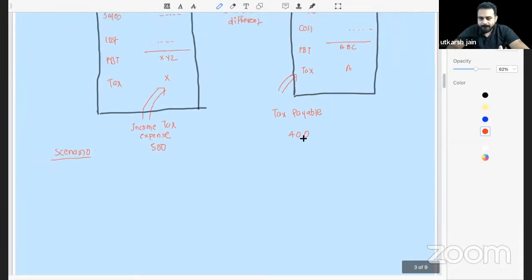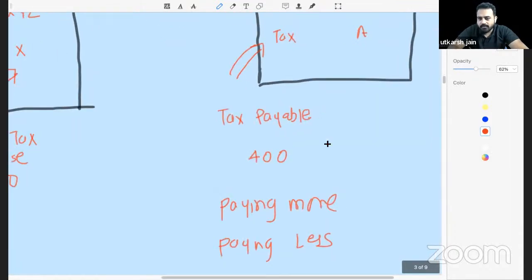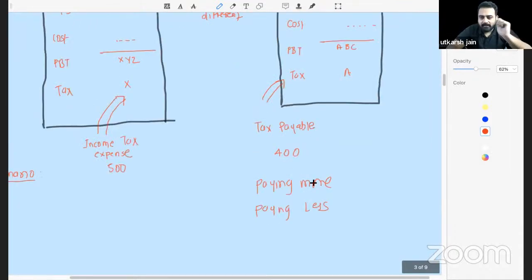Then what do you do? You ask yourself, am I paying more or am I paying less? Here, you were supposed to pay 500, you're paying 400. This is what you're going to pay in cash, right? So this is what you're supposed to pay. So are you paying more or are you paying less? You're paying less, a lesser value. So if you're paying less, then it becomes a deferred tax liability.